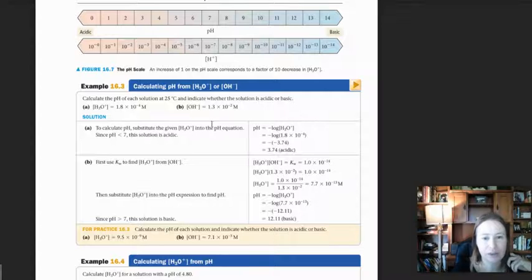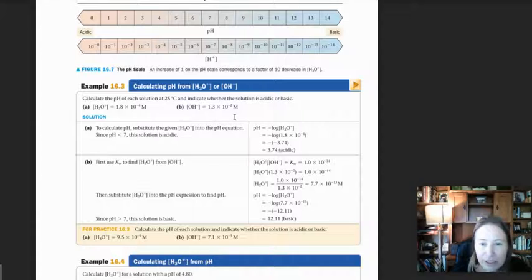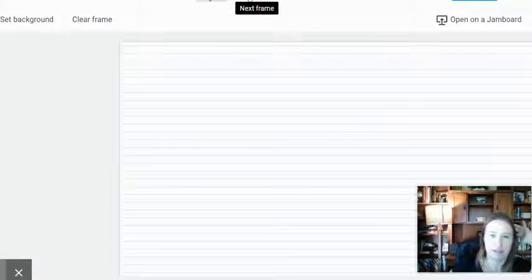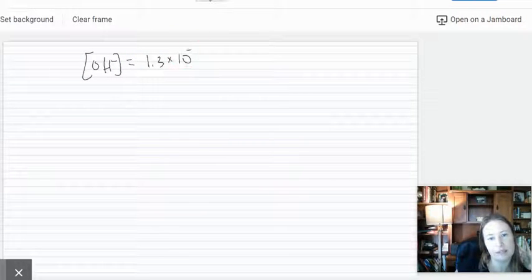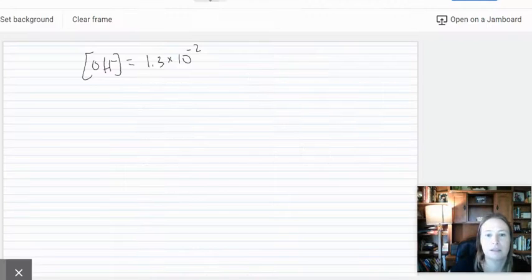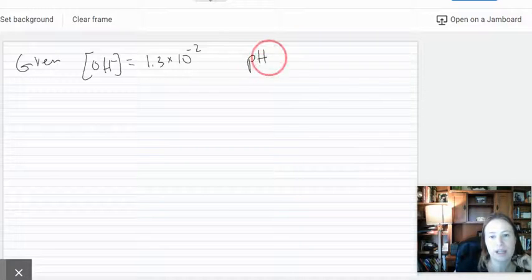For the OH, oh, that's a fun one. If they give you the hydroxide concentration and they ask you for the pH, there's 2 ways to do it. I'm going to do the long way first. OH is 1.3 times 10 to the negative 2. Let's do that over here. OH equals 1.3 times 10 to the negative 2. Yes. Okay, so that's the given, and they're asking you what is the pH.